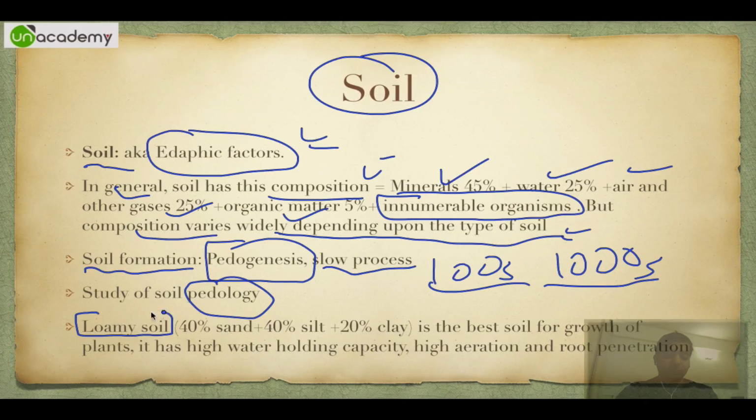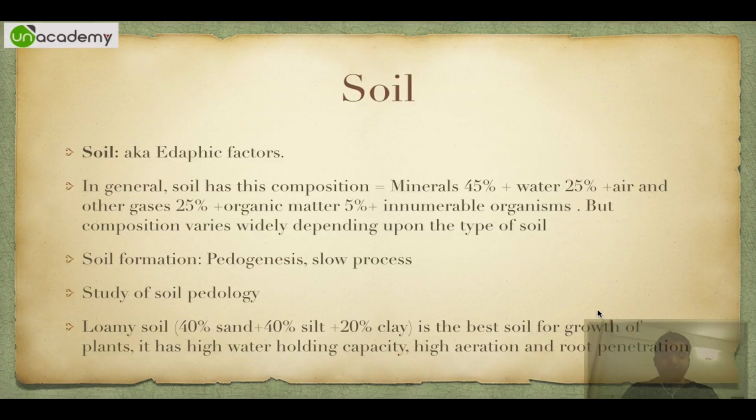And the loamy soil, which is characterized by 40% sand, 40% silt and 20% clay, that is, loamy soil is a type of soil where none of the components dominate the other. Please remember this definition, none of the component dominates the other. The best soil for growth of plants, has high water holding capacity, high aeration and root penetration.